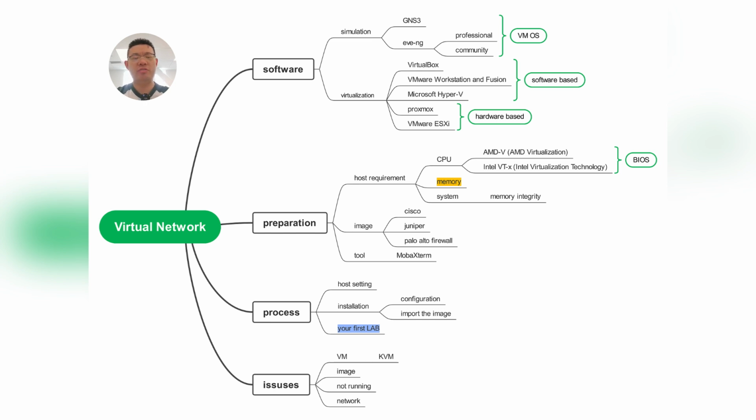The next preparation is about images. We have to download the Cisco, Juniper, and firewall images, however you name them, and then import these images into GNS3 or EVE-NG. I recommend using a tool like MobaXterm or PuTTY to control and configure the virtual devices. Okay, this is the preparation, and next is the process, which is what today's video focuses on.